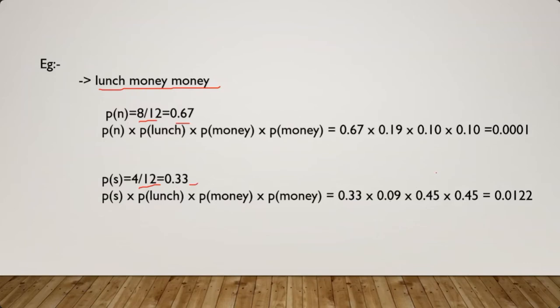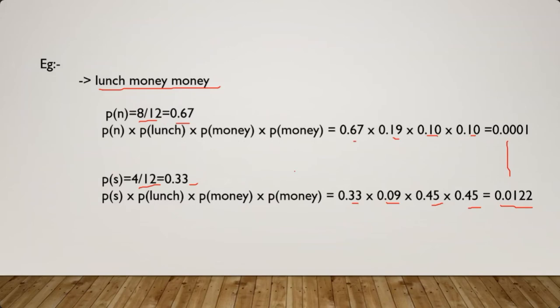And then we are going to multiply 0.67 into 0.19 into 0.10 into 0.10. So it will be 0.001. And since we have changed the values, the lunch will have an actual value now. So it will be 0.33 into 0.9 into 0.45 into 0.45. That will be 0.0122. So here we can clearly see that P of S is greater than P of N, and this message will be returned as spam message.